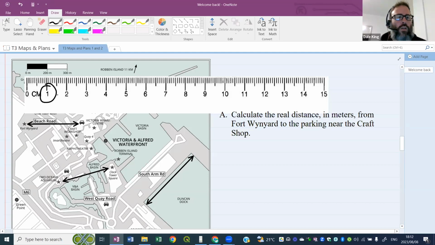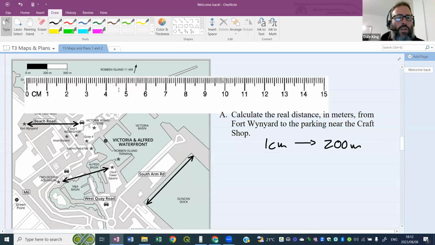1 centimeter. So 1 centimeter that I measure with my ruler on this map must give me 200 meters. Yes? Oh, 200 meters. Okay. All right. So I'm going to just write that down here. 1 centimeter. I can use a ratio, or I can just use an arrow to show that 1 centimeter must give me 200 meters. All right.